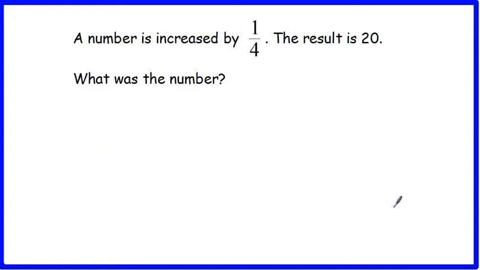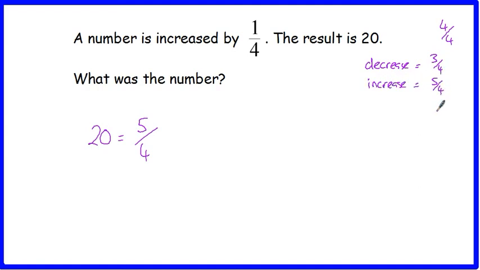A number is increased by 1/4. The result is 20. What was the number? This is a bit more advanced. Again, 20 is equal to 5/4. So it's increased. If it was decreased, it would fall from 4/4, the full number, to 3/4. If it's increased, let's go up to 5/4. So again, I divide by the top and multiply by the bottom.